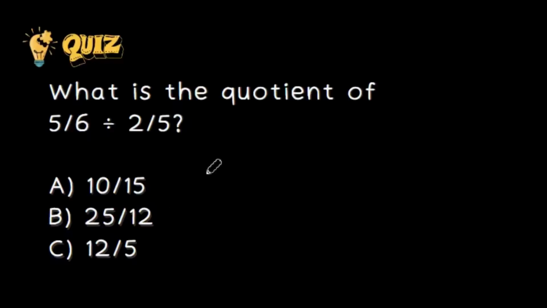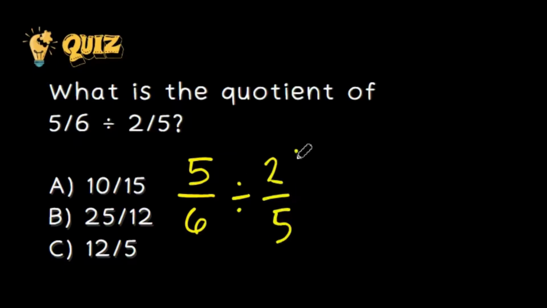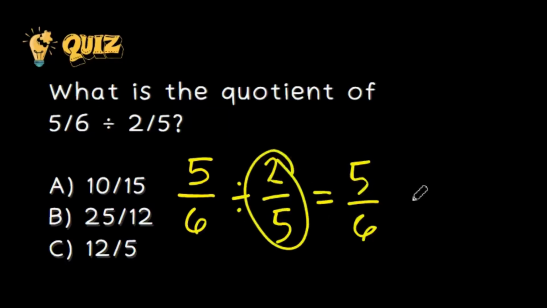Time's up. Let's find the quotient of 5 over 6 and 2 over 5. Step 1. Invert the divisor and multiply. To divide fractions, we invert the divisor, the second fraction, and then multiply the two fractions. So here is the calculation. 5 over 6 divided by 2 over 5 is equal to 5 over 6 times 5 over 2.